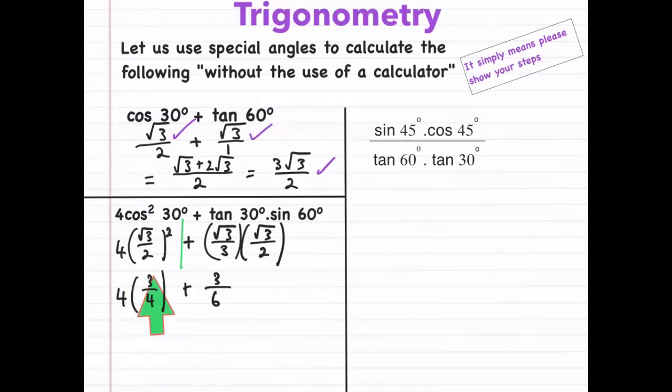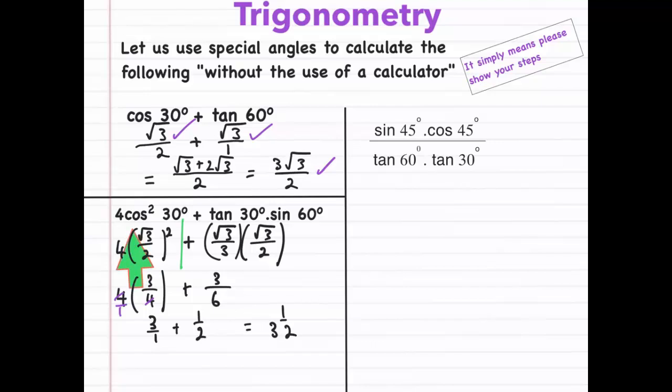And from here, what can we do? We know that these two will cancel out, because that will be 4 over 1, and 4 over 1 times 3 over 4, cross cancellation, so we actually have 3 over 1 plus 3 over 6, which is a half, right? So this is 3 over 1 plus a half, and that gives me 3.5, and we are done.